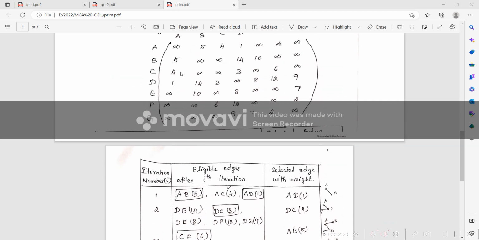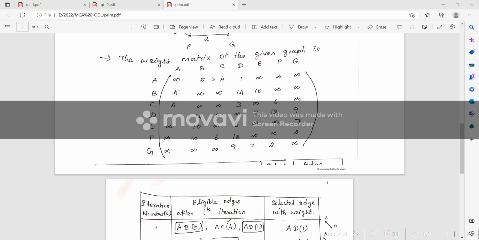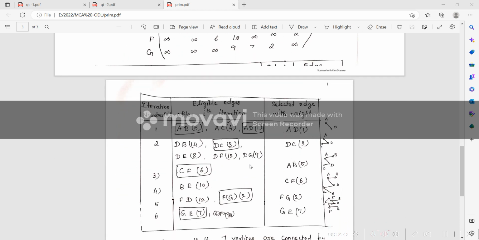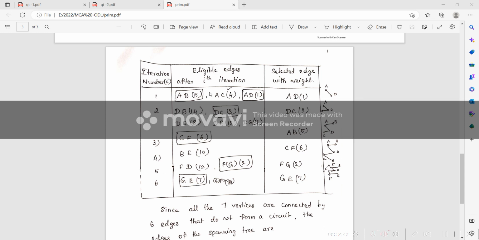Okay, so AB whose weight is 5, so we are taking AB 5, and AC whose weight is 4, and AD whose weight is 1. Okay, so without box only initially we are having, because I completed all the table columns, so all are mentioned here, but initially we are writing only edges. Okay, after selection only these boxes are made.